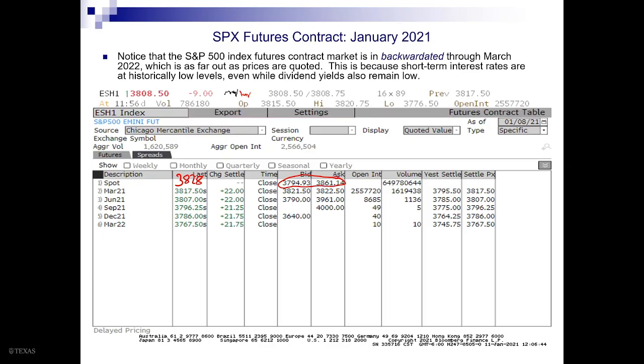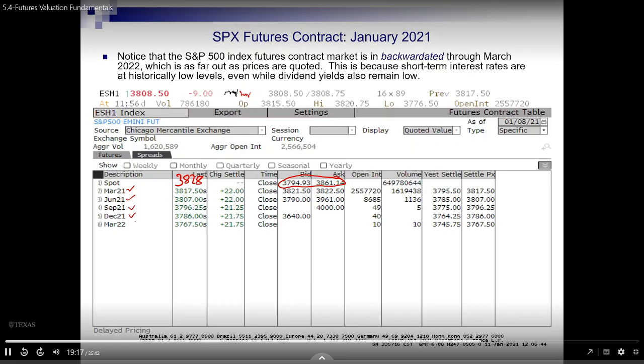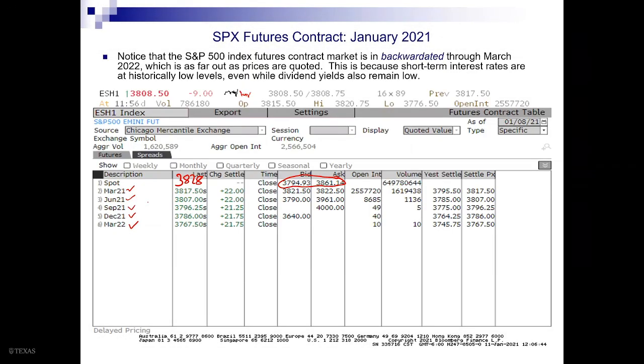But notice each subsequent futures price, and all of these numbers were set on the same day in January, a few weeks ago, but they refer to buying the S&P 500 index at different points in time. So the spot price is a price we set today for immediate delivery. The March contract is we'll set it today for delivery in March rather than January, and so on. Notice that this is a backwardated market.